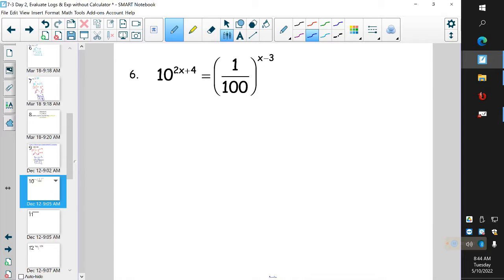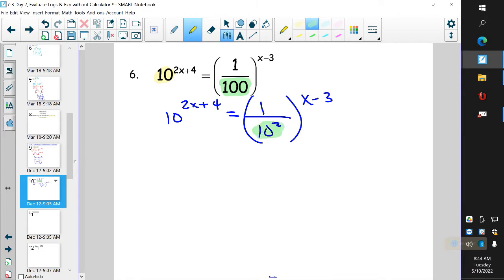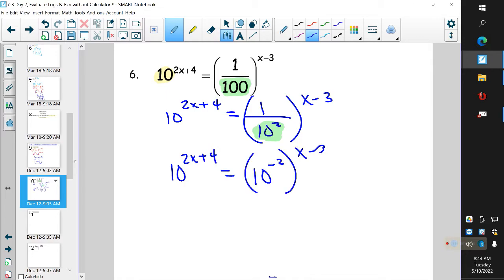Number 6, same exact thing. 10 is the base that I want to turn this base into. So we know that 100 is 10 squared. But then we're going to change this and put this up to the numerator, making that become a negative exponent. Then we're going to go ahead and multiply exponents here to give me 10 to the negative 2 parenthesis x minus 3.